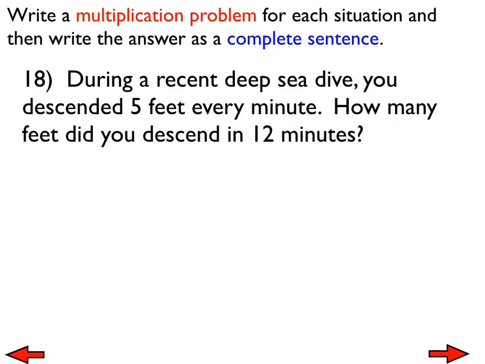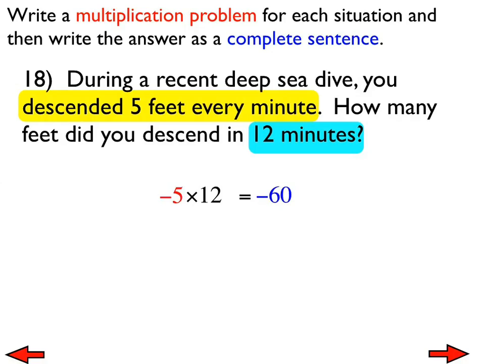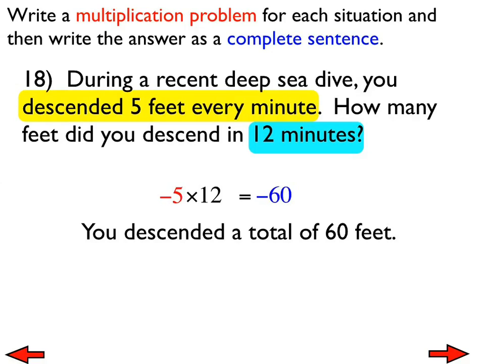Number 18, during a recent deep sea dive, you descended 5 feet every minute. That is represented with a -5, and we're doing that for 12 minutes, so that's times 12. That is represented by the integer -60, and so a sentence that represents that could be something like, you descended a total of 60 feet. Any questions?